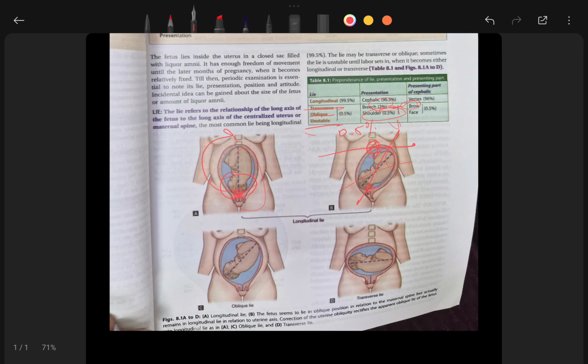The head will be facing downwards, buttocks will be facing downwards. There you see brow is the presenting part or face is the presenting part. This is only 5%. This 0.5% all will be face or brow as the presenting part in case of transverse, oblique or unstable lie. And this is all about the lie. In my next video, I'll explain this longitudinal lie.